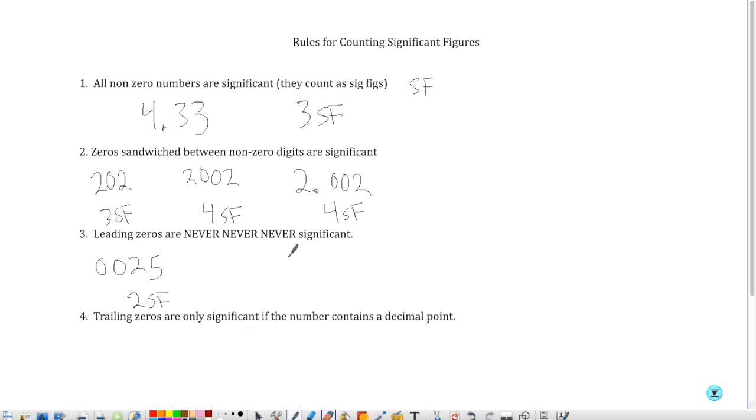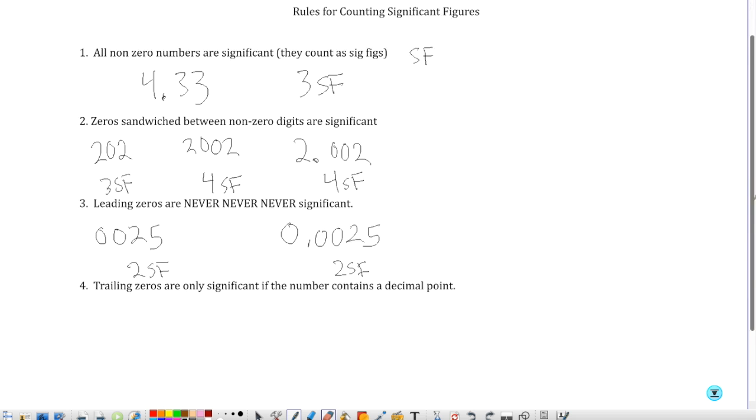Now, what about if I do something like this? Now I've added a decimal place, but all of these zeros are still only placeholders. They don't actually change the value at all. So this is still 2 significant figures, all right? The presence of a decimal place doesn't matter if we're talking about leading zeros, okay?